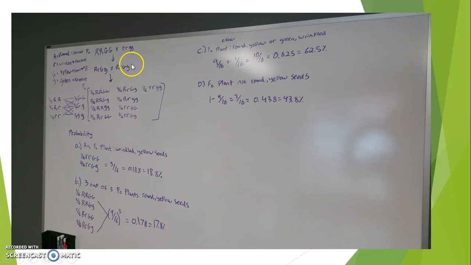Up here I designated a key. Big R is round, which is dominant, and little r is wrinkled, which is recessive. Capital G is yellow, which is dominant, and little g is green, which is recessive. For the parent generation, you have a true breeding round and yellow plant, capital R, capital G, crossed against a true breeding wrinkled and green plant.